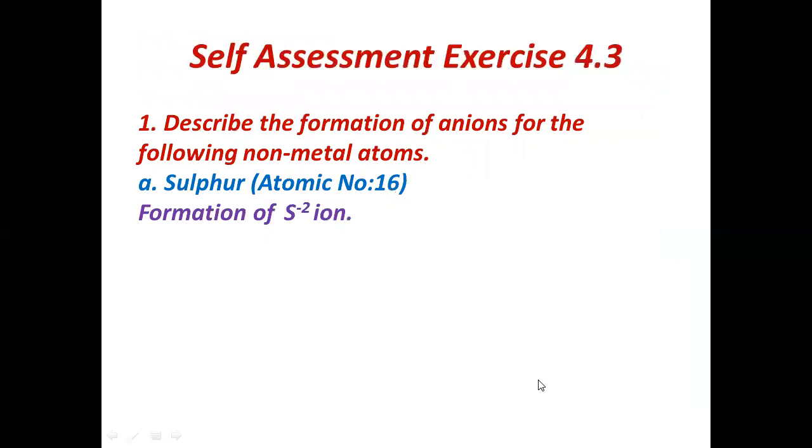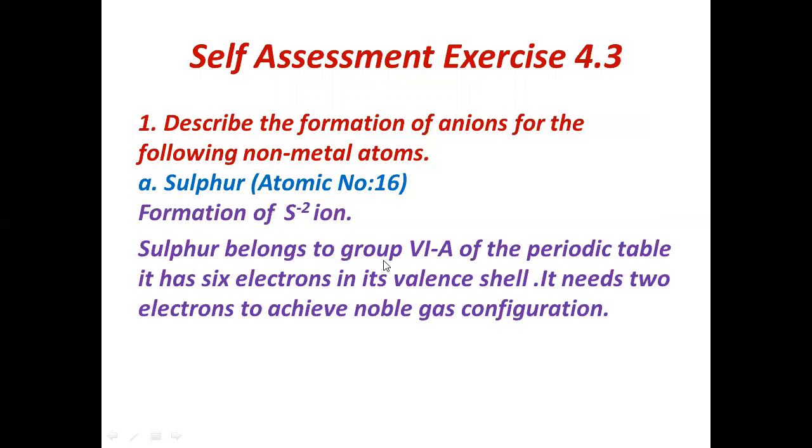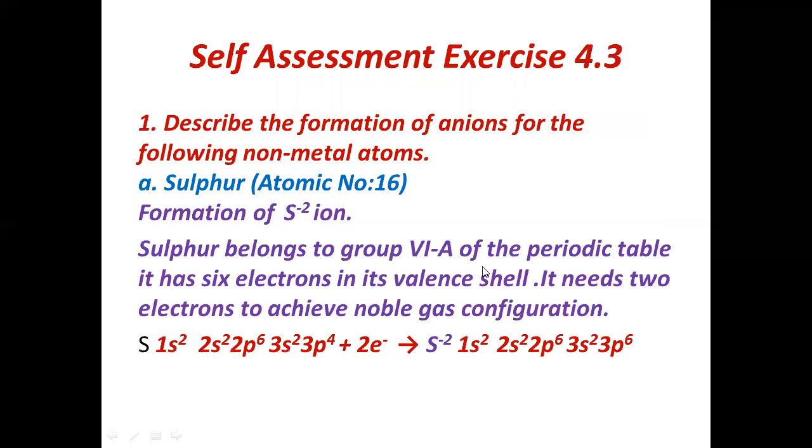Self-assessment exercise 4.3: describe the formation of anions for the following non-metal atoms. First one is sulfur. Sulfur atomic number is 16. Formation of sulfur anion. Sulfur belongs to group 6A of the periodic table and it has 6 electrons in its valence shell. It needs 2 electrons to achieve noble gas electronic configuration. Same as oxygen, sulfur also needs 2 electrons to complete the outermost shell.